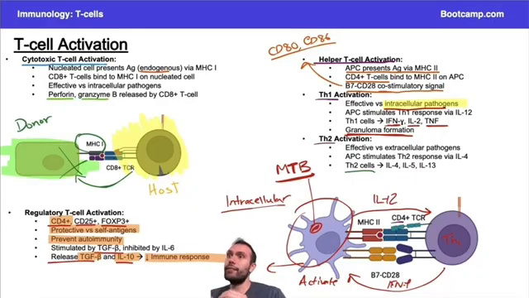Kind of a lot of information here, but I think this is pretty much all you need to really nail down T cells, even though it's such a big topic. And in the next series, we'll take this one step further with B cells to see how we end up developing antibodies.